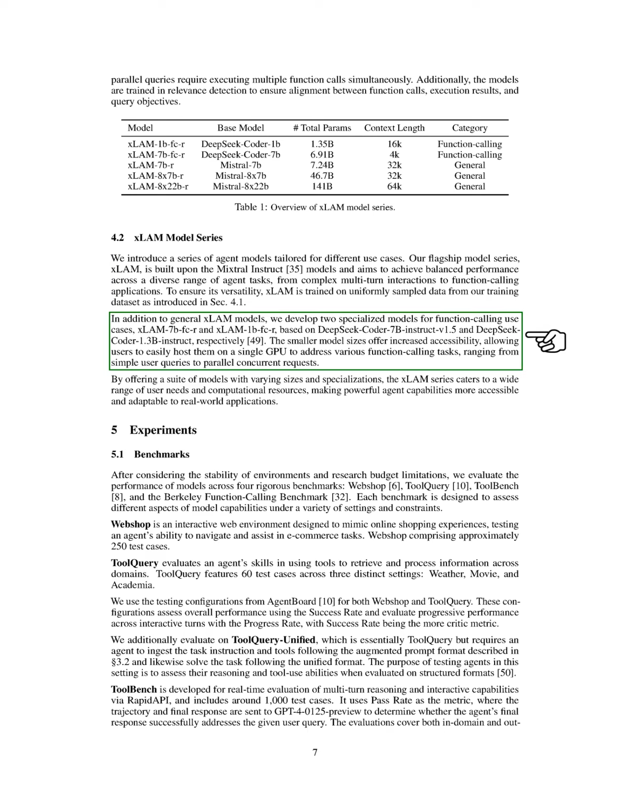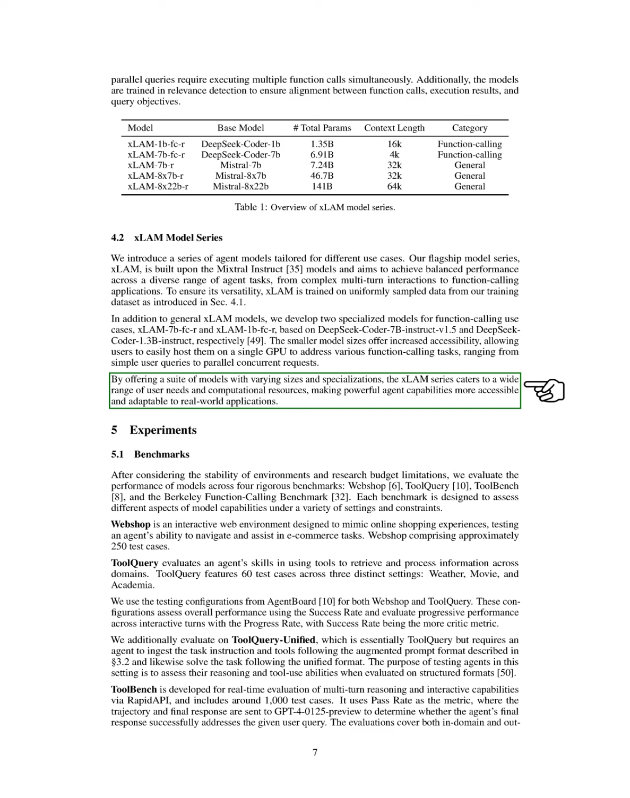Alongside the general xLAM models, we create two specialized models for function calling tasks, xLAM 7B-FCR and xLAM 1B-FCR, which are based on DeepSeek Coder 7B Instruct v1.5 and DeepSeek Coder 1.3B Instruct, respectively. The smaller models are more accessible, allowing users to host them on a single GPU for various function calling tasks, from simple queries to handling multiple requests simultaneously.